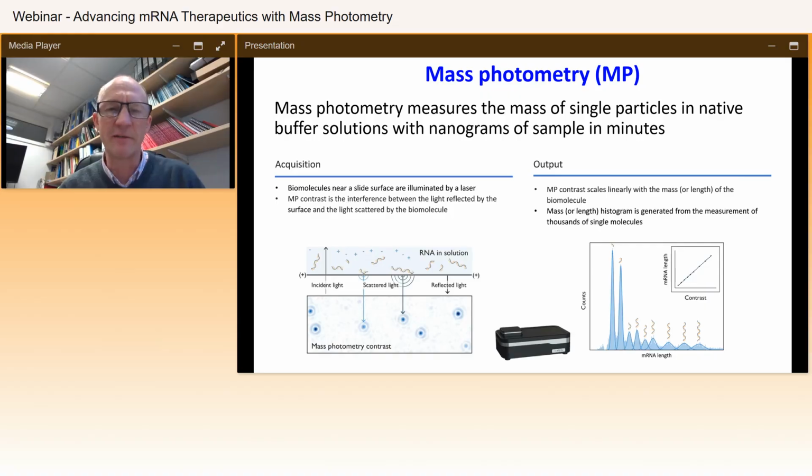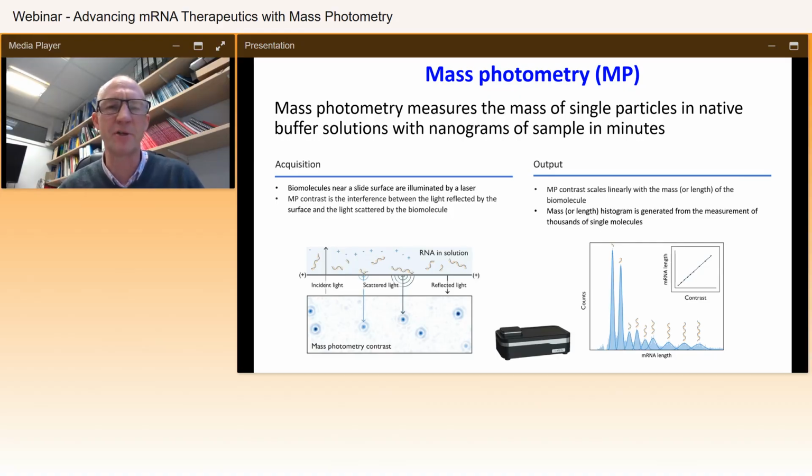Here on the left-hand side of the slide, this depicts the process in which mass photometry works. We have our RNA in solution that we add onto a slide. The slide, in the case when we analyze nucleic acids, typically has a positively charged surface, and we simply dilute the RNA to an appropriate concentration, which is very low. We add that to the slide and then put it into the mass photometry device.